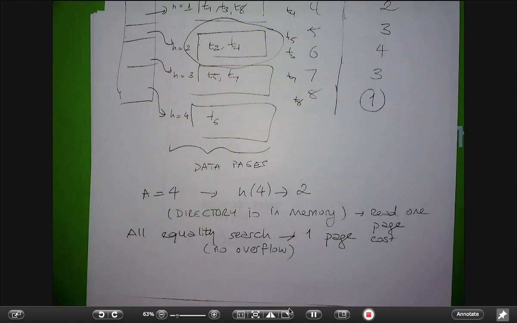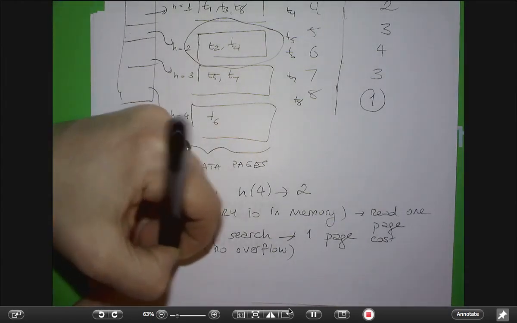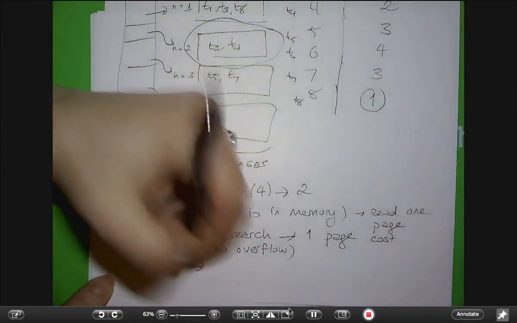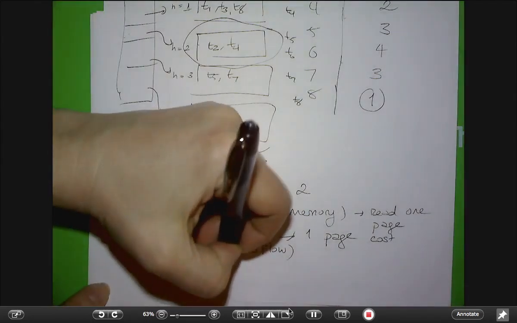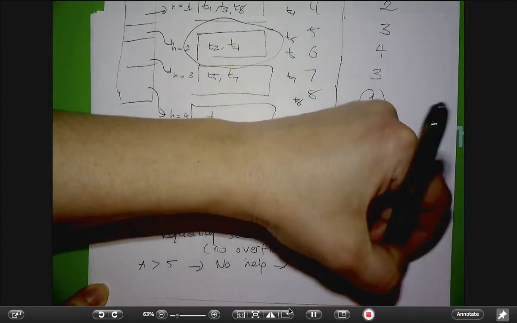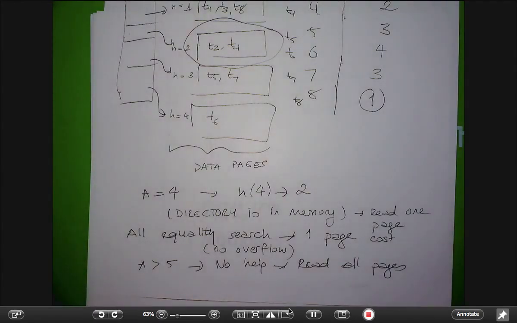What about the range search? So how about if I have a is greater than 5? How do I search for the range? It has absolutely no help. So I have to scan the whole index, right? You cannot do anything with range. You have to search everything. No help. Read all data. Okay? So it is highly optimized for equality, but not at all for this one.